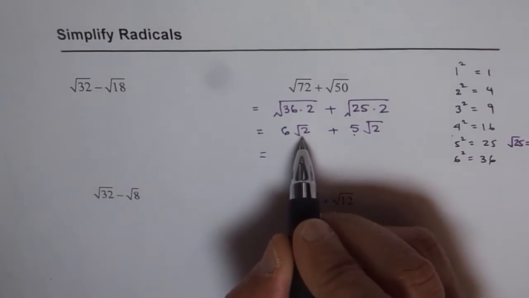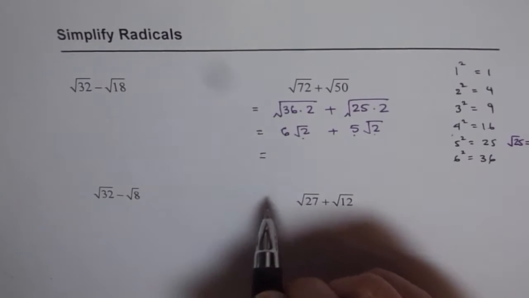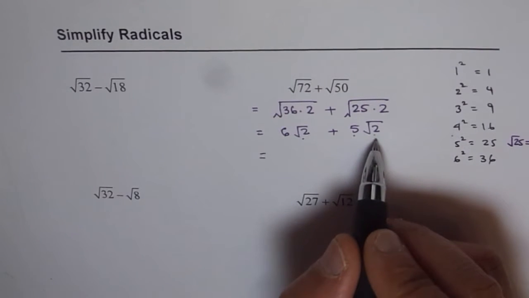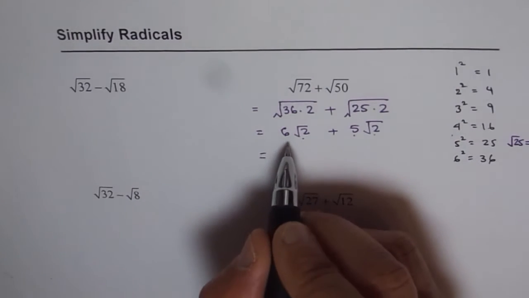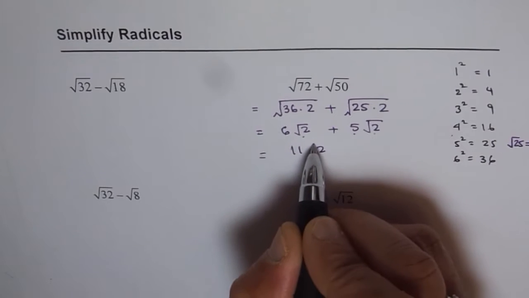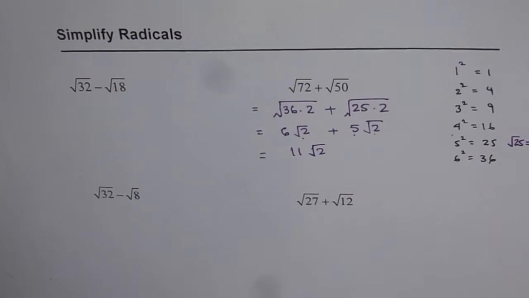Now we have square root 2 and square root 2, both are similar terms, so we can combine the like terms. Once we combine the like terms, we get 6 plus 5, 11, and square root of 2. So that is our answer. I hope you understand and appreciate how we've done this.